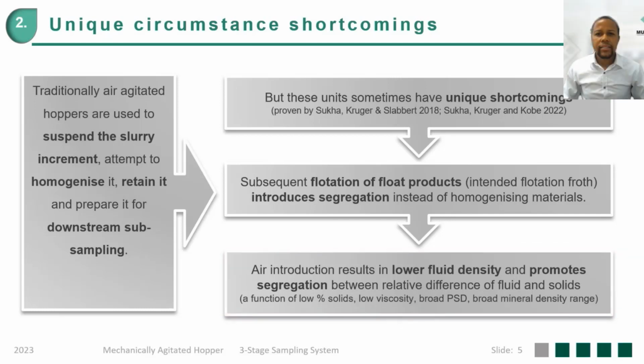So the mechanically agitated hopper that I'm presenting about consists of an agitator, whereby that agitator is used to stir material so that we can have continuous mixing inside the hopper. With the stirring mechanism, whereby the material is being stirred and mixed, we are trying to prevent segregation.